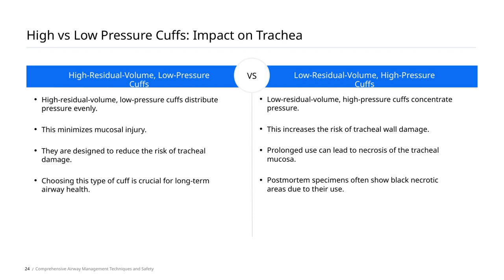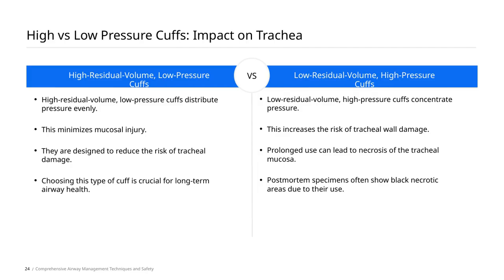Prolonged use of these cuffs can even cause necrosis of the tracheal mucosa, and post-mortem examinations often reveal black necrotic areas, which are signs of tissue death due to sustained pressure. On the other hand, high residual volume, low-pressure cuffs are designed to distribute pressure more evenly along the trachea. This minimizes mucosal injury and reduces the risk of damage.